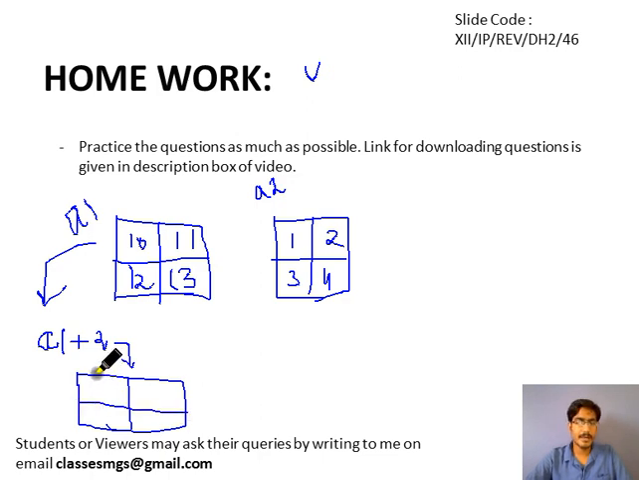So what will they do? 10 plus 2 is 12, 11 plus 2 is 13, then 12 plus 2 is 14, then 13 plus 2 is 15, like this. So this is the addition operation. Okay, this is known as a vectorized operation.